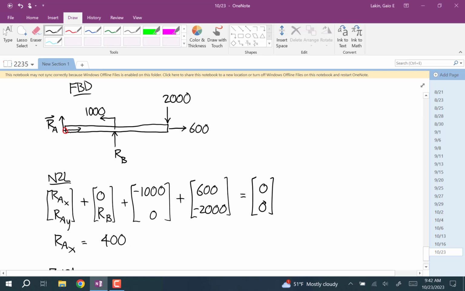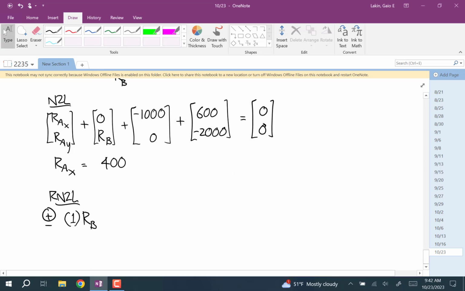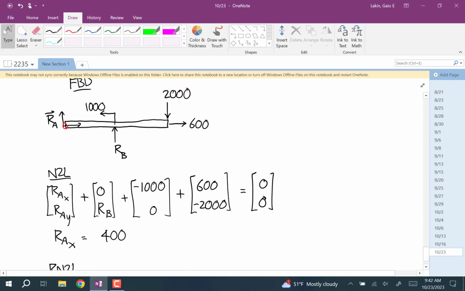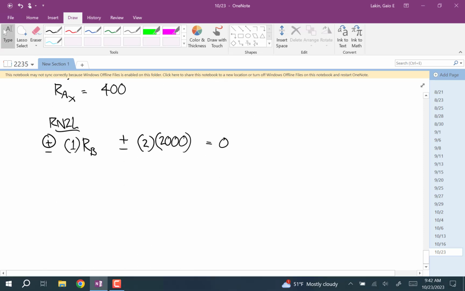Does the 600 produce a moment? No. The 2,000? Yeah. Plus or minus. The moment arm is 2. The force is 2,000. Is that clockwise or counterclockwise? Clockwise, so this is negative. So RB minus 4,000 is equal to 0. So RB is equal to 4,000.